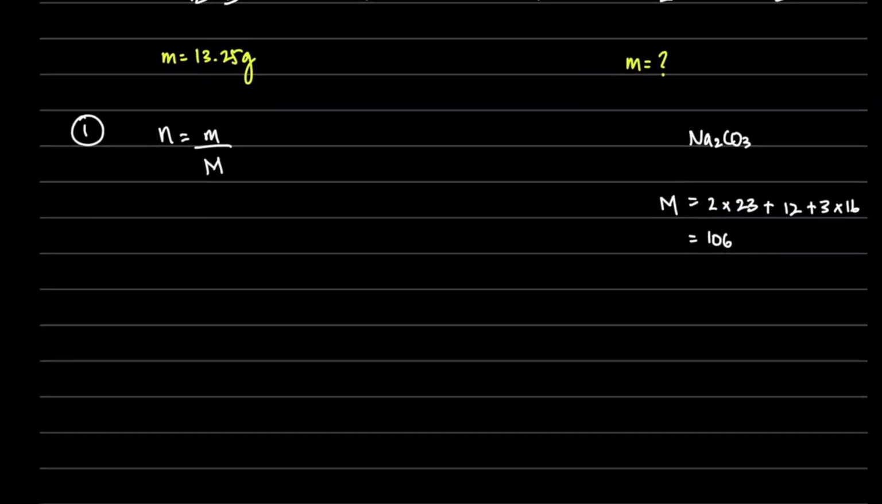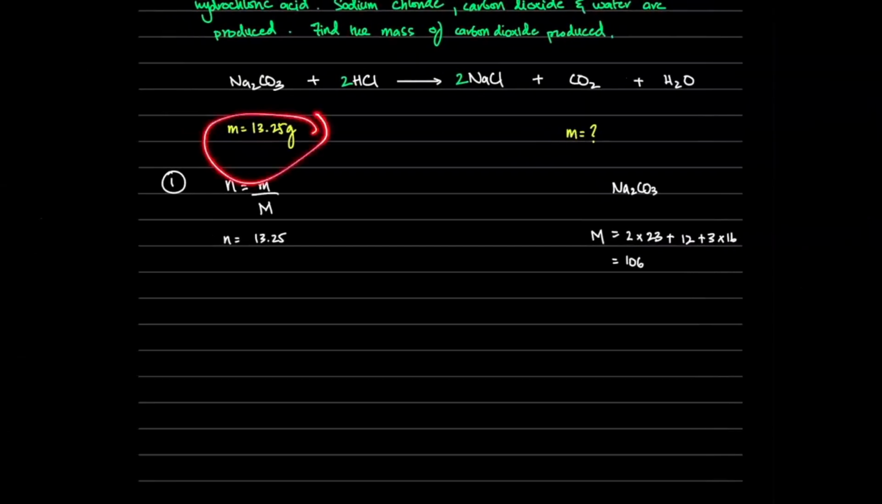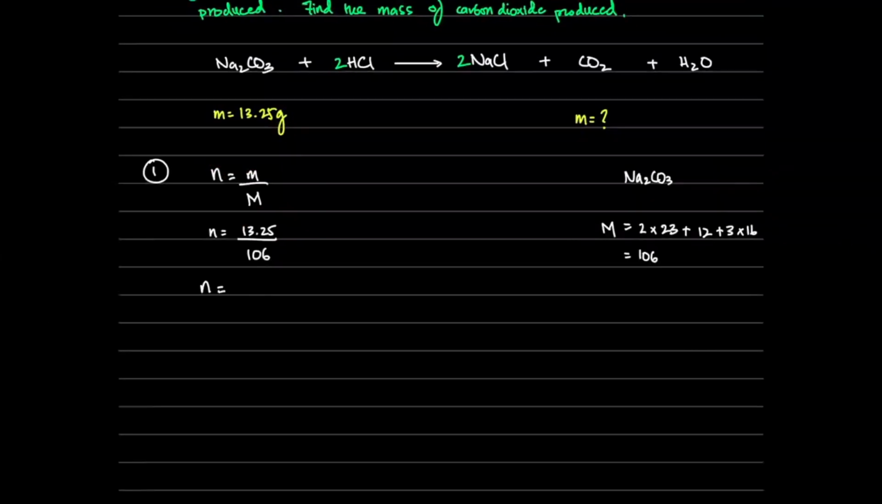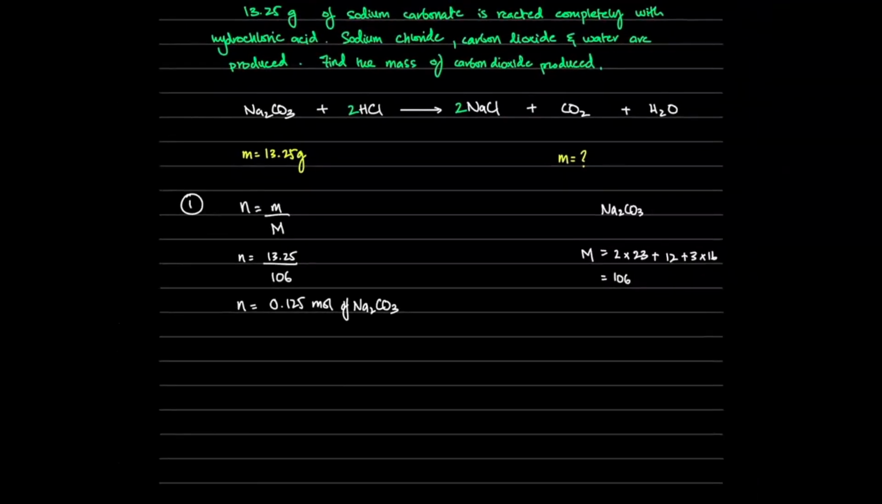So the number of moles for sodium carbonate is 13.25, that's the mass given to us in the question. So you take the mass and divide by the molar mass. The molar mass is 106. How many moles do you get for sodium carbonate? 0.125. Okay, 0.125 moles of sodium carbonate. So now we have the moles of sodium carbonate.